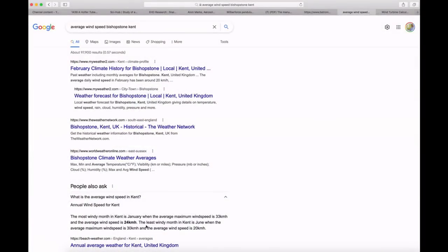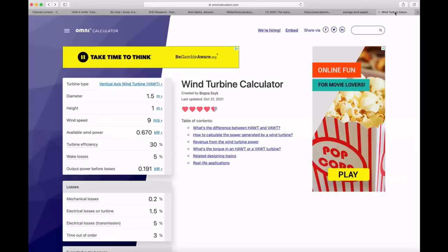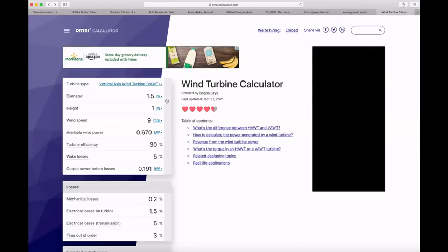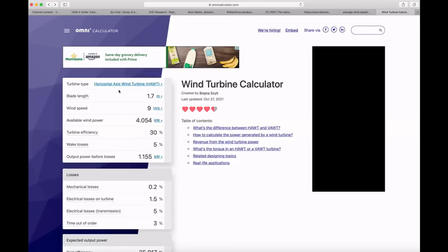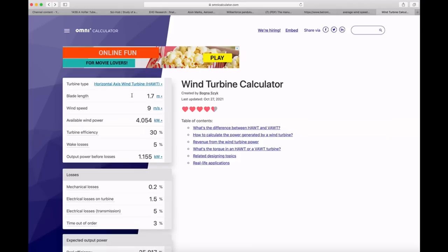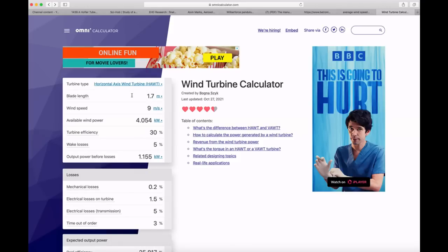Omni Calculator, as I say, is a really cool piece of software available on the net. And here it is. It gives you two options, incidentally. You've got a vertical axis or a horizontal axis wind turbine. It'll do the calculations for both. And you'll find that there's two camps. And these two camps, I think, hate each other with venom because they're forever arguing about it. And as far as I can see, it's all a bit six and two thirds.